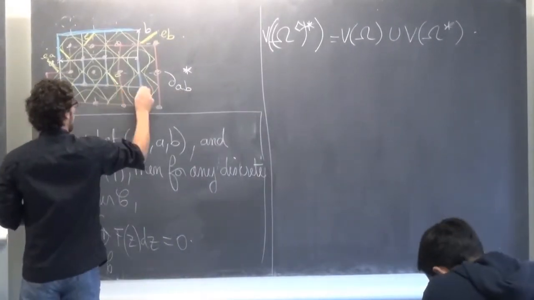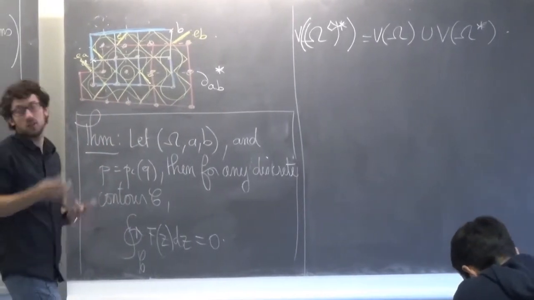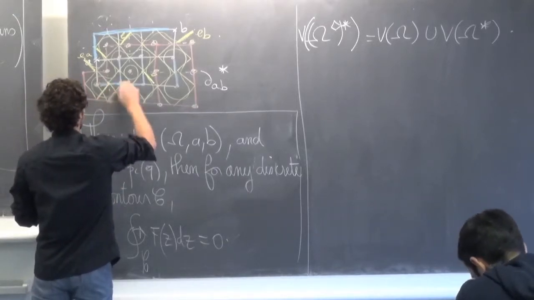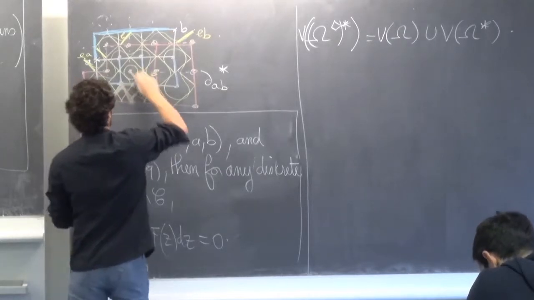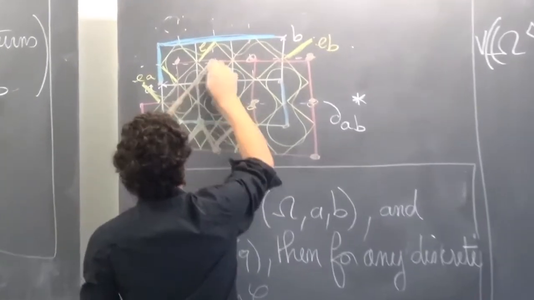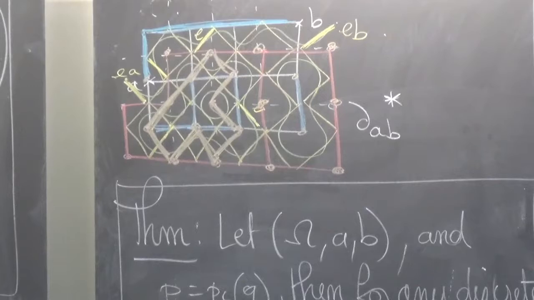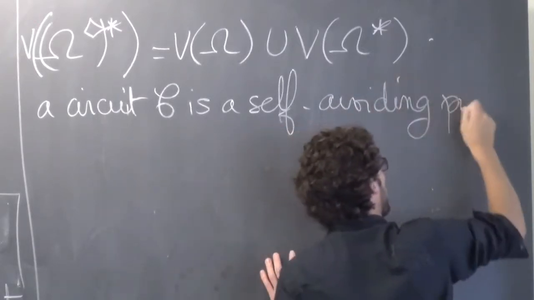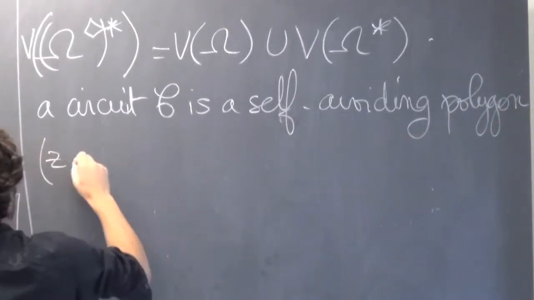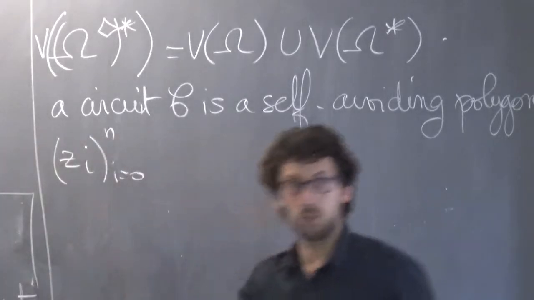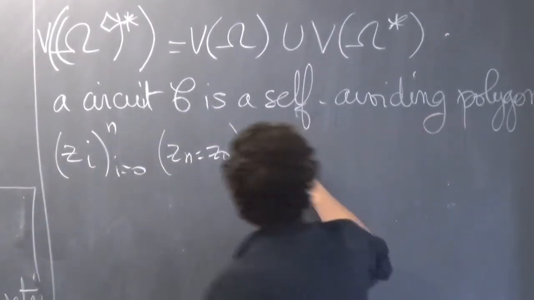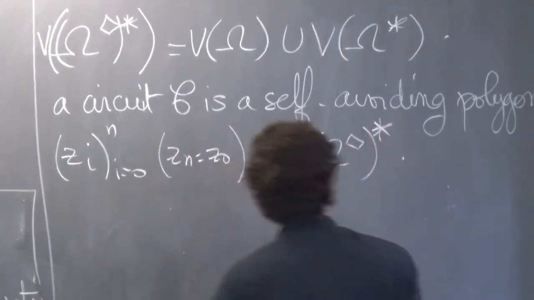And a circuit is just going to be a sequence of neighboring vertices of this dual graph, a self-avoiding polygon, if you prefer. So it's going to be something like that, for instance. This is a circuit. So a circuit C is a self-avoiding polygon. Let's call it Zi for i equals 0 to n. Because it's a self-avoiding polygon, Zn is Z0. I'm going to take this convention on omega diamond star.